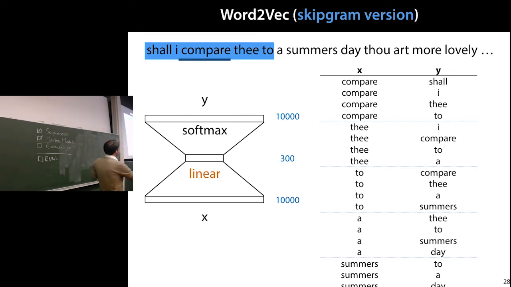Here, actually, I wrote compare. But what we're actually going to feed is the one-hot vector for the word compare.